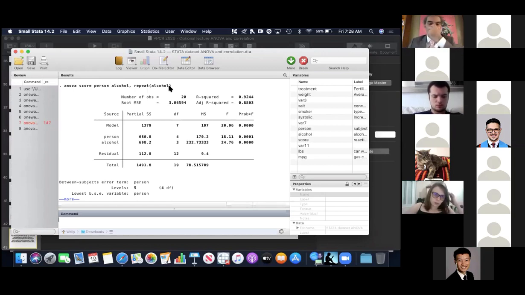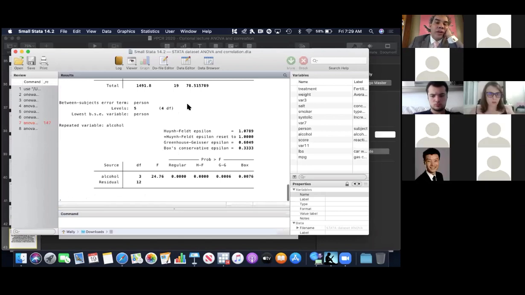Okay, so here we see that my within-group variance, which is the one which shows me treatment effects, is alcohol here, not person. Here we see that my treatment effect is significant, meaning that there is one or more groups which are different from each other. But remember the sphericity?